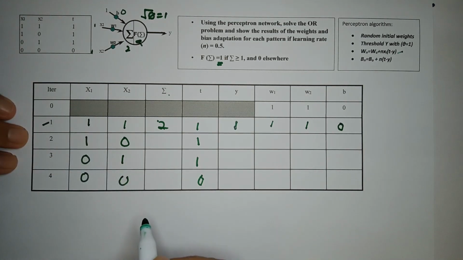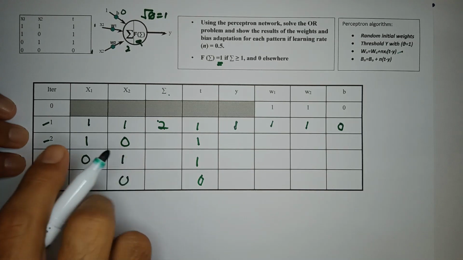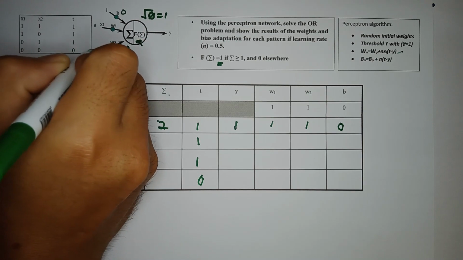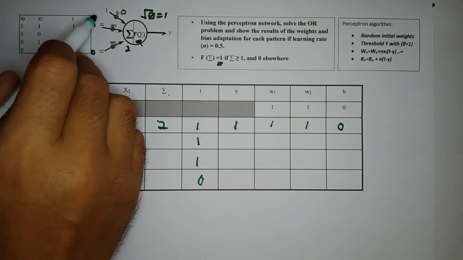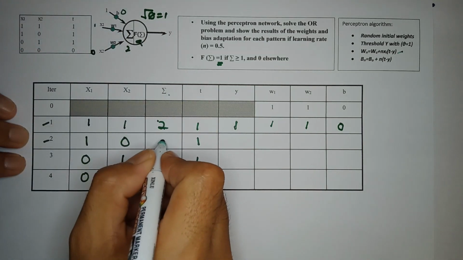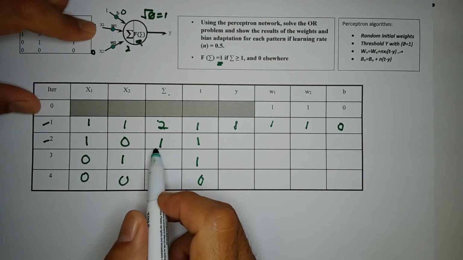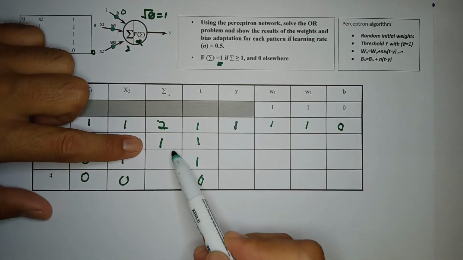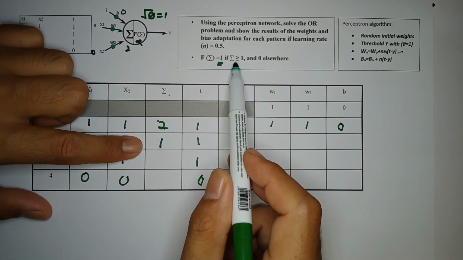Now let's move on to the second iteration. For this case, we put 1, 0 here, meaning x1 will be 1 and x2 will be 0. So 1, 0 means that the summation of value plus the bias will be equal to 1. Now we have the value equal to 1, and the next part is how we calculate y.